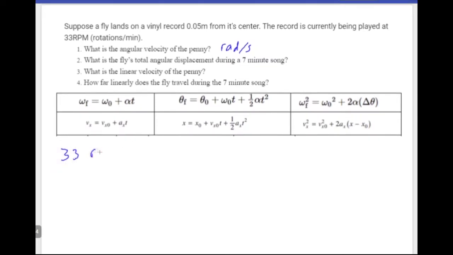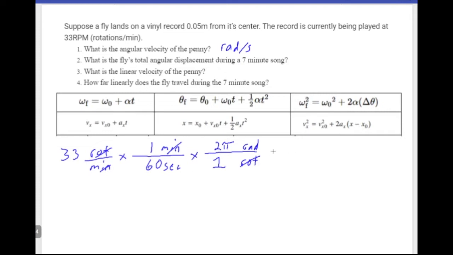So I have 33 rotations per minute. First thing I want to do is convert minutes into seconds. 1 minute is equivalent to 60 seconds. So now my minutes cancel out. I have seconds on the bottom. And then next, I need to get rid of rotations. And I know that 1 rotation is equivalent to 2 pi radians. My rotations cancel out, and I'm just left with radians over seconds. Multiply everything through, and you get 3.45, 3.46, whichever you want to go with. I guess I'll go with 6 here. Radians per second as my angular velocity.